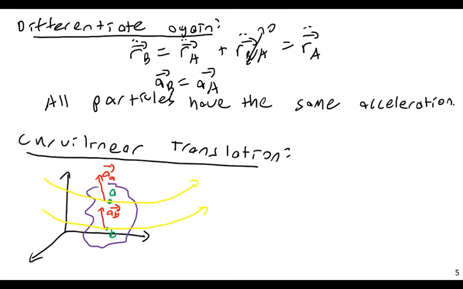Now, what else? So the other notes. Can anyone think of a good example of curvilinear translational motion? Where something would be translating but not necessarily rotating, but still in a non-straight path.